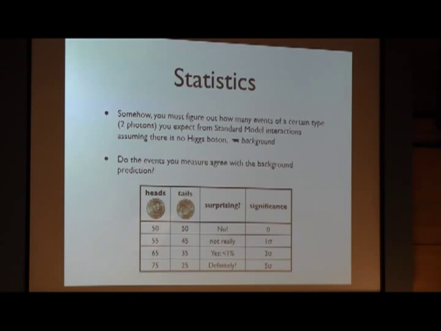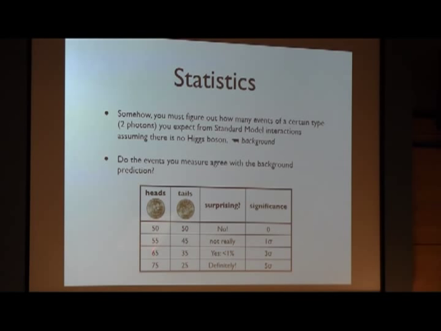So you can do the analogous thing with flipping a coin, right? So let's say you flip a coin 100 times. Your hypothesis is that the coin is fair. So your background assumption, your background projection, is that you should get 50% of the time heads and 50% of the time tails, right? So you flip your coin and you get 50 heads and 50 tails. You're not surprised at all. Let's say you flip your coin and you get 55 heads and 45 tails. Yeah, you shouldn't really be surprised about that either. That's a small deviation. It happens often, right?